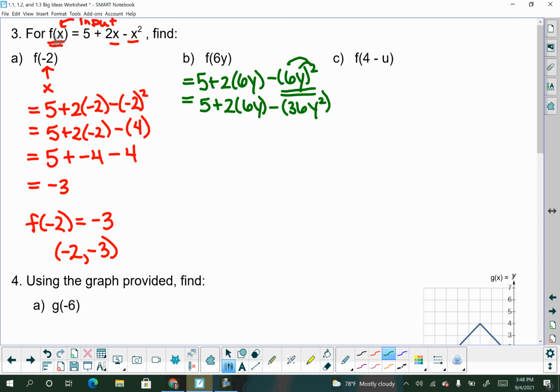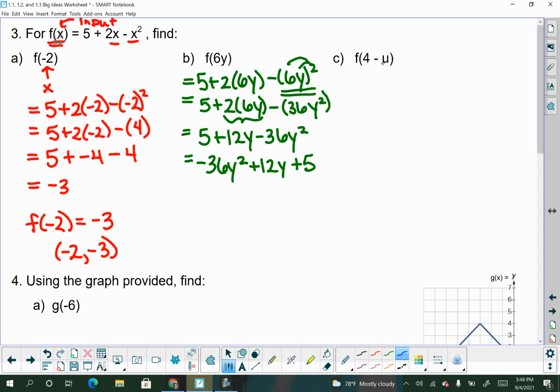The next thing I can do, I can multiply 2 times 6y, which gives me a 12y, minus 36y squared. And then I don't have any like terms, so this could be our final answer here. We're not going to get a nice pretty number out because we plugged a variable in for another variable, but we can reorder it into our standard notation. Negative 36y squared, that would be the highest degree term. We're going to put that first, plus 12y plus 5, and that would be your final answer.